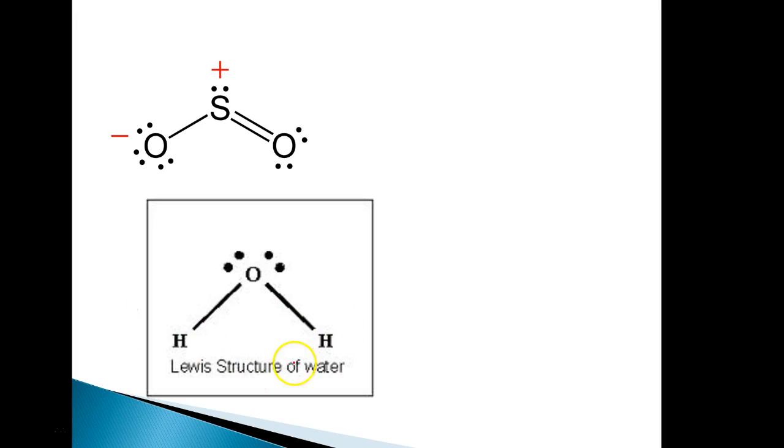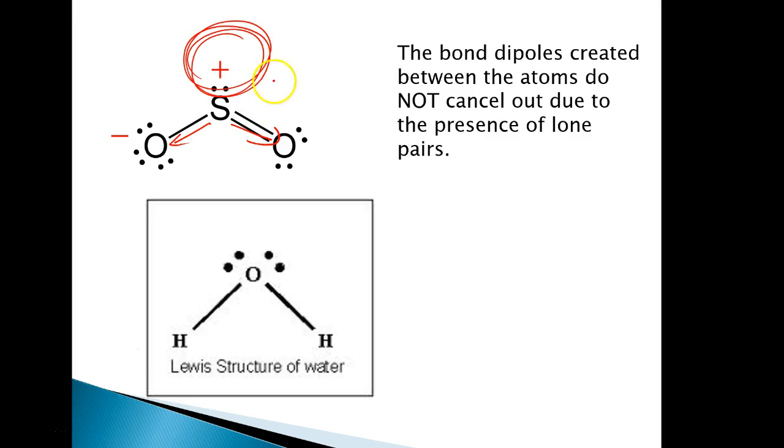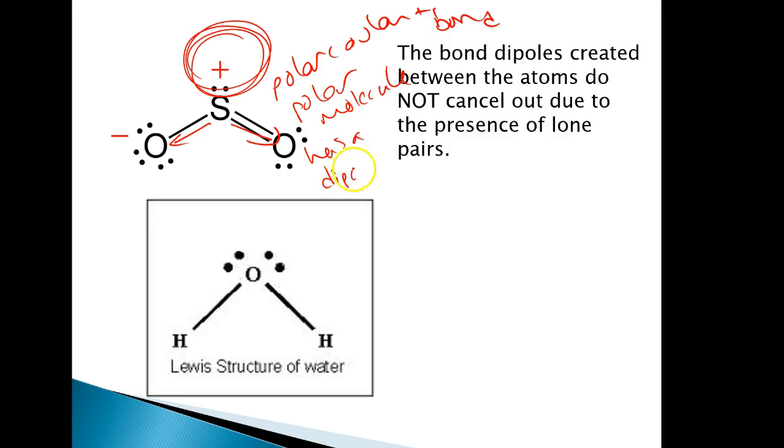Okay. H2O, water, on the other hand, what happens is oxygen is more electronegative. It's pulling the electrons this way. And what happens is there's nothing up here to help compensate. And so as a result, because of that lone pair, this one has a polar covalent bond, because if you subtract the numbers, whatever it is, and it is a polar molecule. It has a dipole, meaning down here it gets pulled negative, up here it gets pulled positive, because there's nothing to compensate on the other end. So the bond dipoles created between the atoms do not cancel out due to the presence of lone pairs.